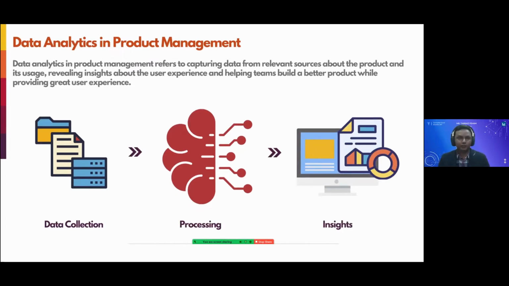So data analytics in product management refers to capturing data from relevant sources about the product and its usage. So when you say that the data has to be collected about the product, it means who the customers are, who the users are who are using the product, how exactly they are using the product, what the demographics are, and then you can go deeper into the usage, what the user experience is, and from there you reveal the insights about the user experience.